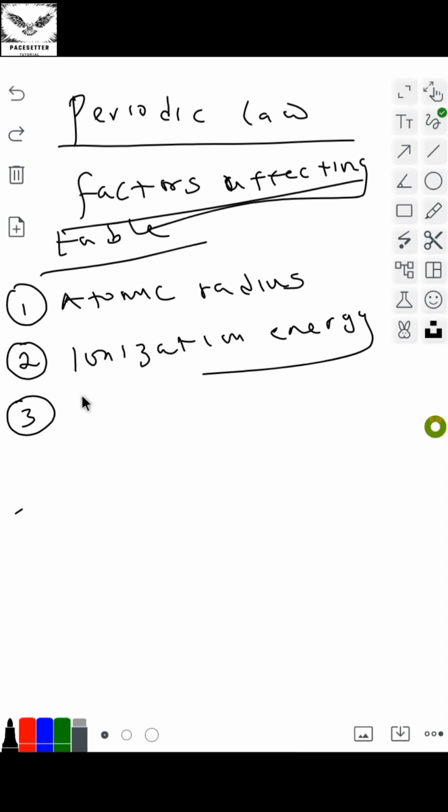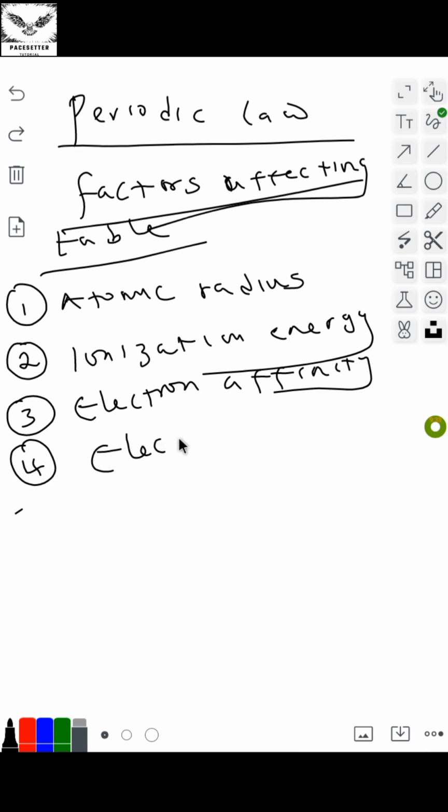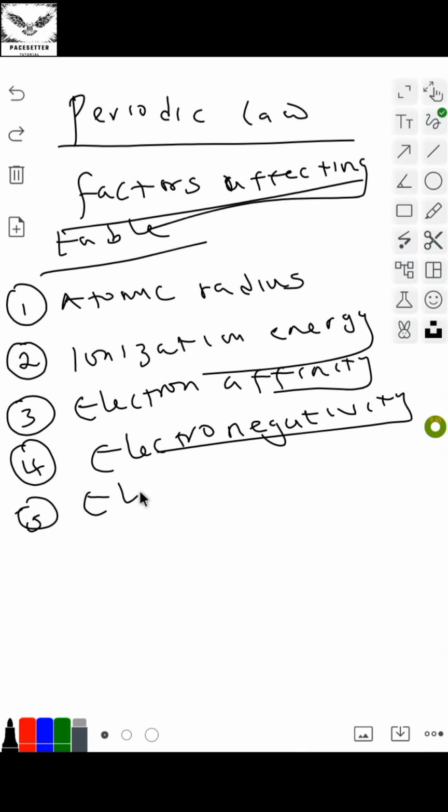Number 3, we have what we call electron affinity. Number 4, we have what we call electronegativity. Number 5, we have electropositivity. So these are various factors affecting the periodic table.